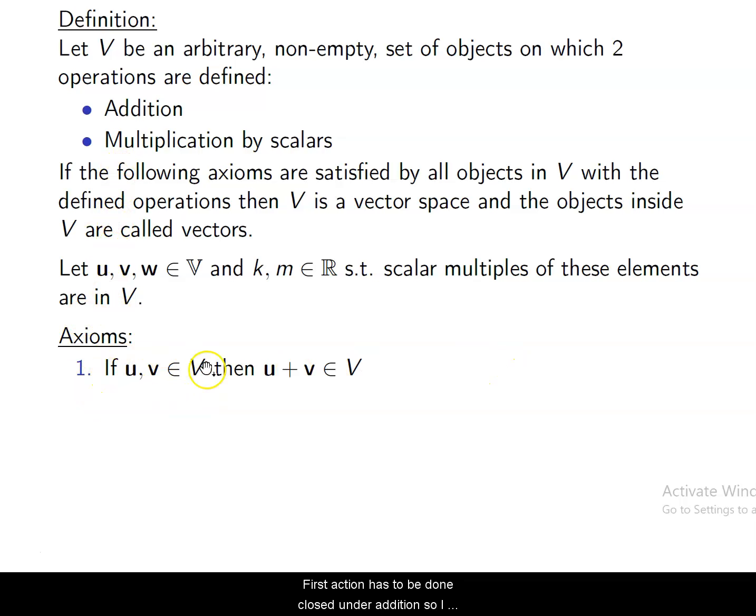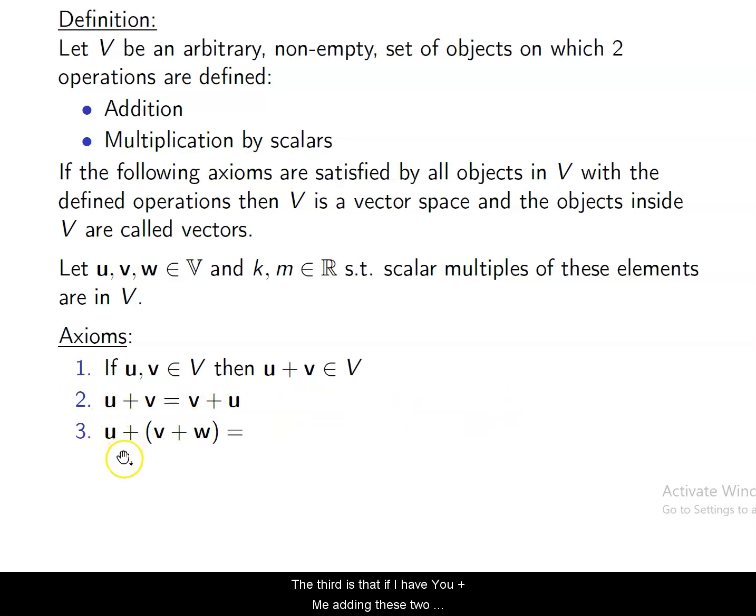If I take 2 objects in my space and I add them together, I will still be inside of my space. Our second axiom of addition is that if I add 2 vectors together, u plus v, it will be the same thing as adding them together in the other direction, v plus u. So it shouldn't matter which order I add things together. If that's true, then that is one of the axioms that I need for my vector space. This is called the commutative property of addition.